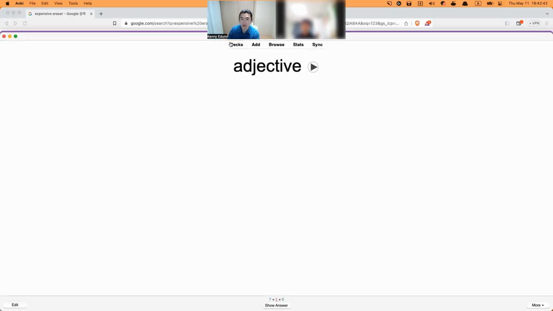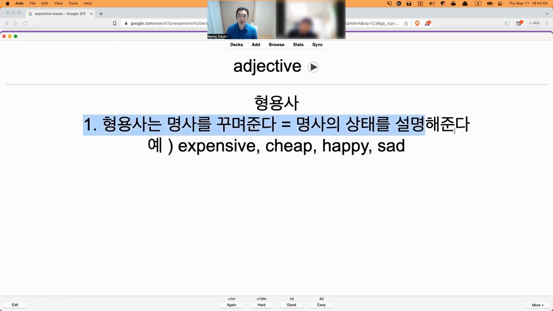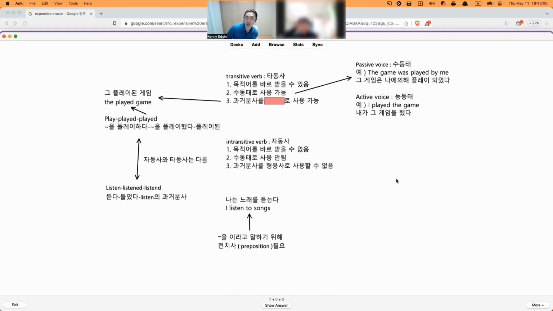Adjective. What is adjective? 형용사. Okay. And you need to know this too. You need to know what this is later. Well, then, what about this? The third one, the arrow goes to the left side here. So it's not the passive voice. Okay, fine. Do it again. Yeah, right. Good.